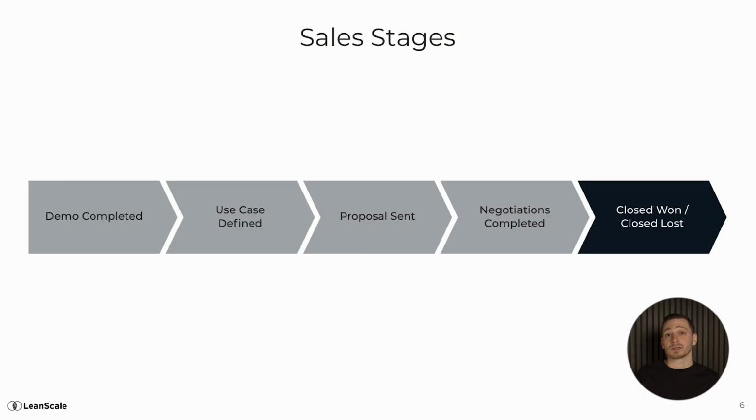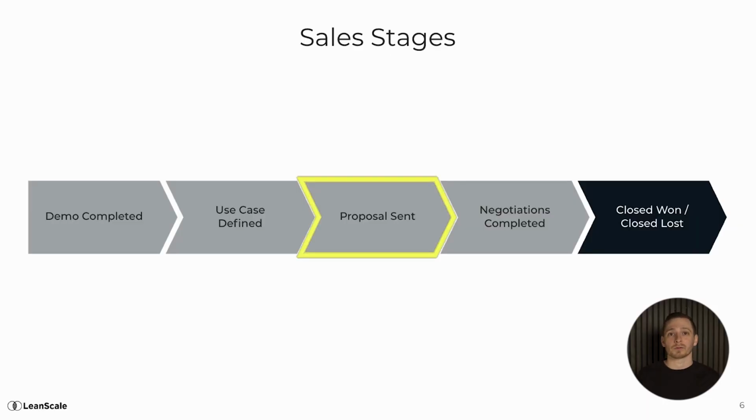The next stage would be use case defined. So you've gone through your demo process, you've gone through your deep dive technical process, and you've clearly defined what the use case for that potential customer would be. And once that is defined on paper, documented, and shared with the customer, then you'd move that to use case defined. Once a formal proposal has been sent to the customer, that is when you can move it into the proposal sent stage. It's not in the process of creating a proposal. A proposal has been delivered with pricing.